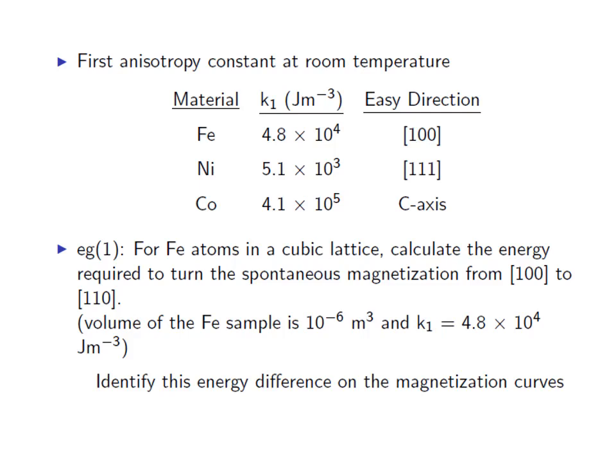If you draw the graph for 100 and 110, then you can mark the energy difference on the magnetization curves. That is the area between the 100 curve and the 110 curve. In slide number 4, you can see the curve measured along the 100 direction and the curve measured along the 110 direction. The area between those two curves is the energy difference on the magnetization curves.